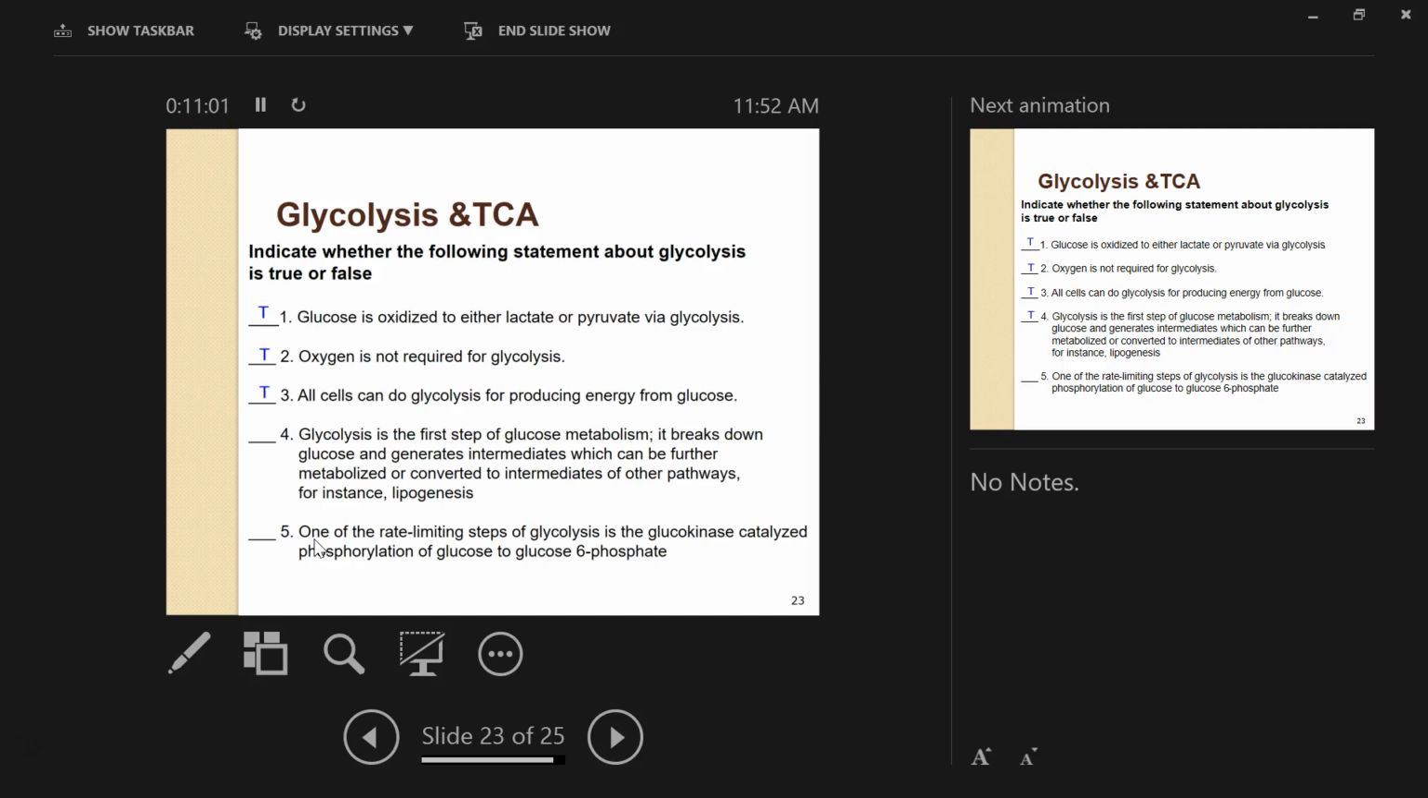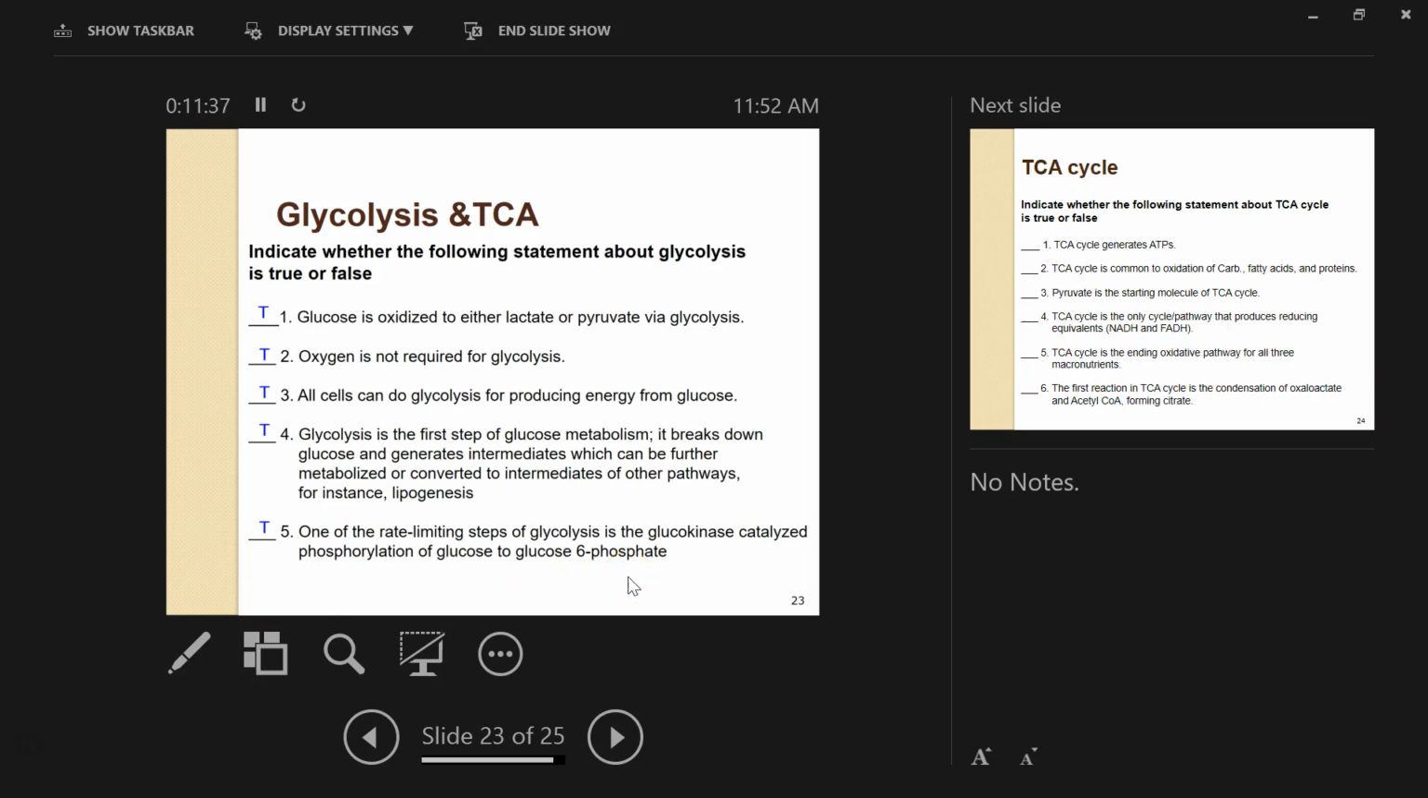And 4, glycolysis is the first step of glucose metabolism. It breaks down glucose and generates intermediates, which can be further metabolized or converted to intermediates of other pathways, for instance, lipogenesis. Is this true? Yes. 5. One of the limiting steps of glycolysis is the glucokinase-catalyzed phosphorylation of glucose to glucose 6-phosphate. True, right? It's easy.